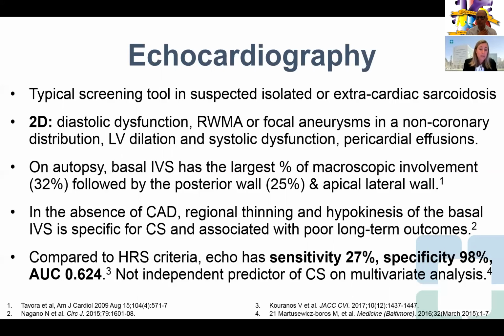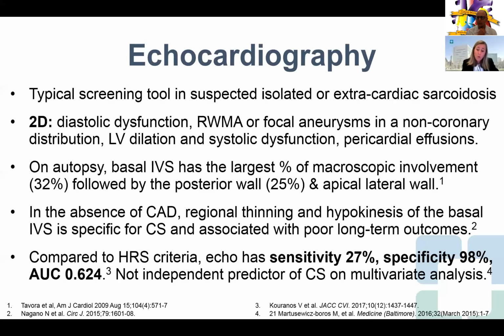As on autopsy, we know that the basal interventricular septum has the largest percentage of macroscopic involvement, followed by the basal posterior wall and lateral wall. So in the absence of coronary artery disease, if you see regional thinning and hypokinesis of the basal interventricular septum, then that is really quite specific for cardiac sarcoidosis and can be associated with poor long-term outcomes.